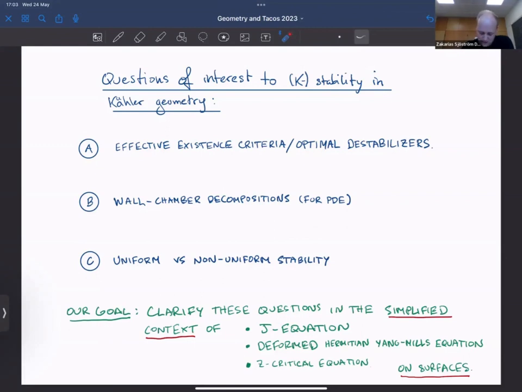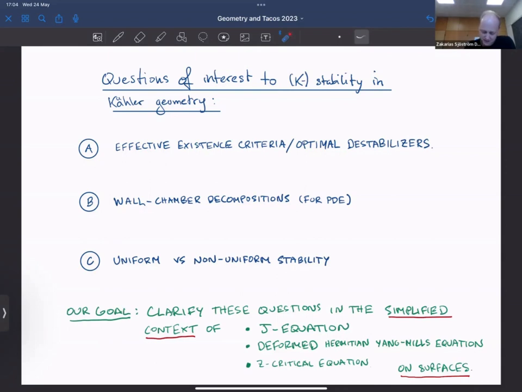And the third question is perhaps one of the more subtle ones in stability theory, which is to compare uniform and non-uniform stability notions, which is related to understanding stability notions in depth for various reasons. And actually, it will also turn out that this last part can be viewed as a special case of wall-crossing phenomena as well, as in the second, and we'll explain later.